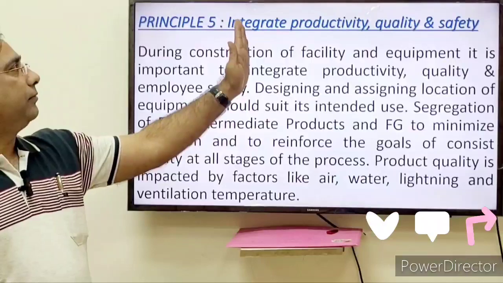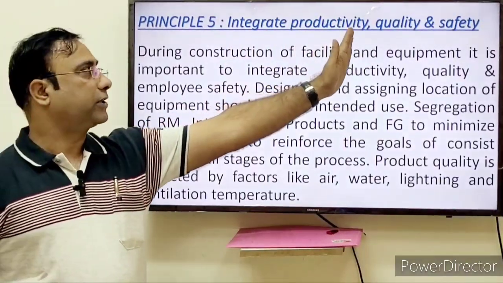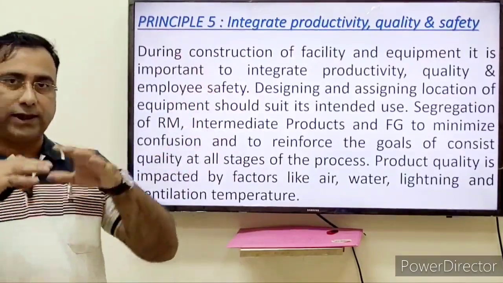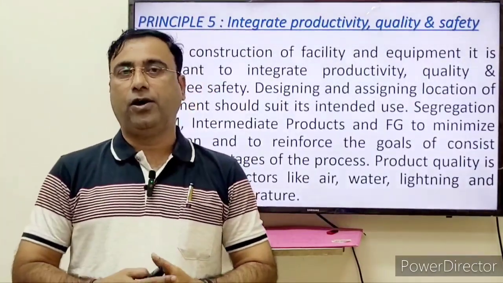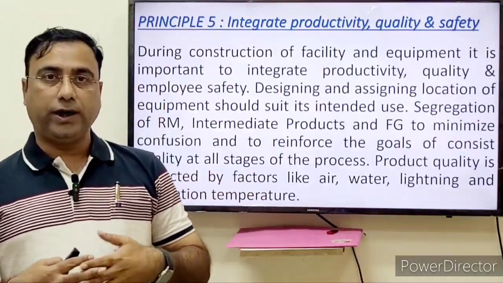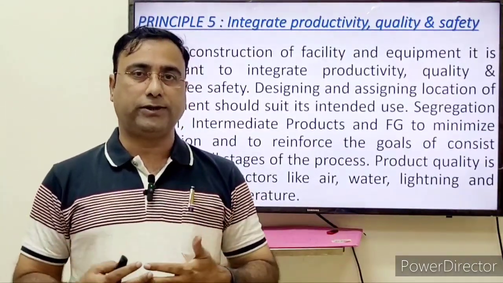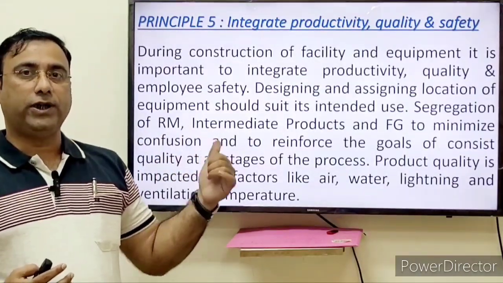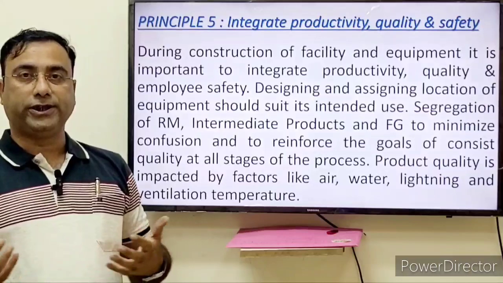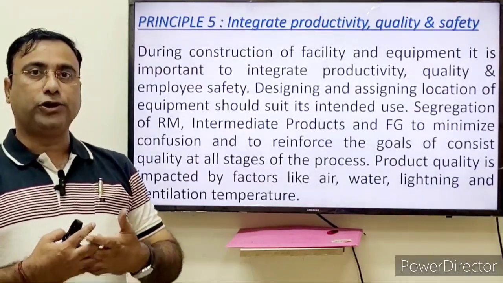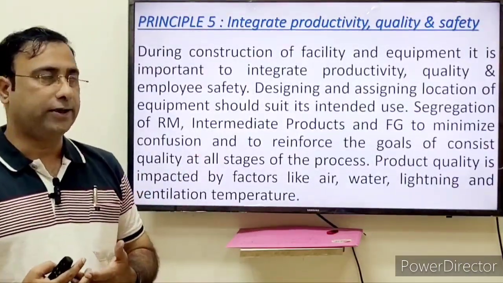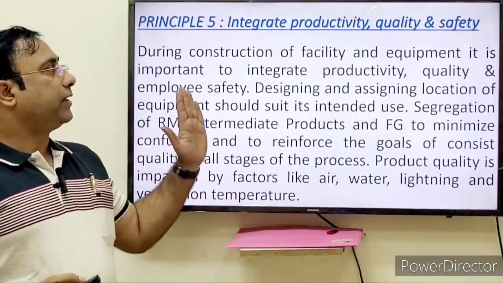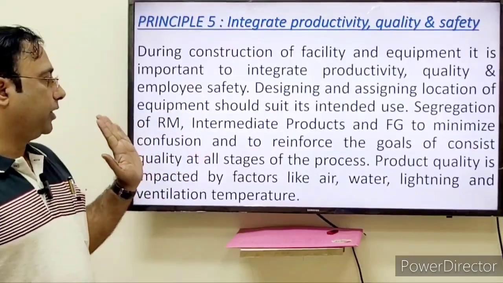Then the fifth one is integrate productivity, quality and safety. That means when you are constructing the facility, installing the machines or making the space for the job activity, care should be taken that production, quality and safety are integrated. It's not that you are producing very high but the area is unsafe, or that you are compromising on quality. So at that time, you need to integrate all of this.